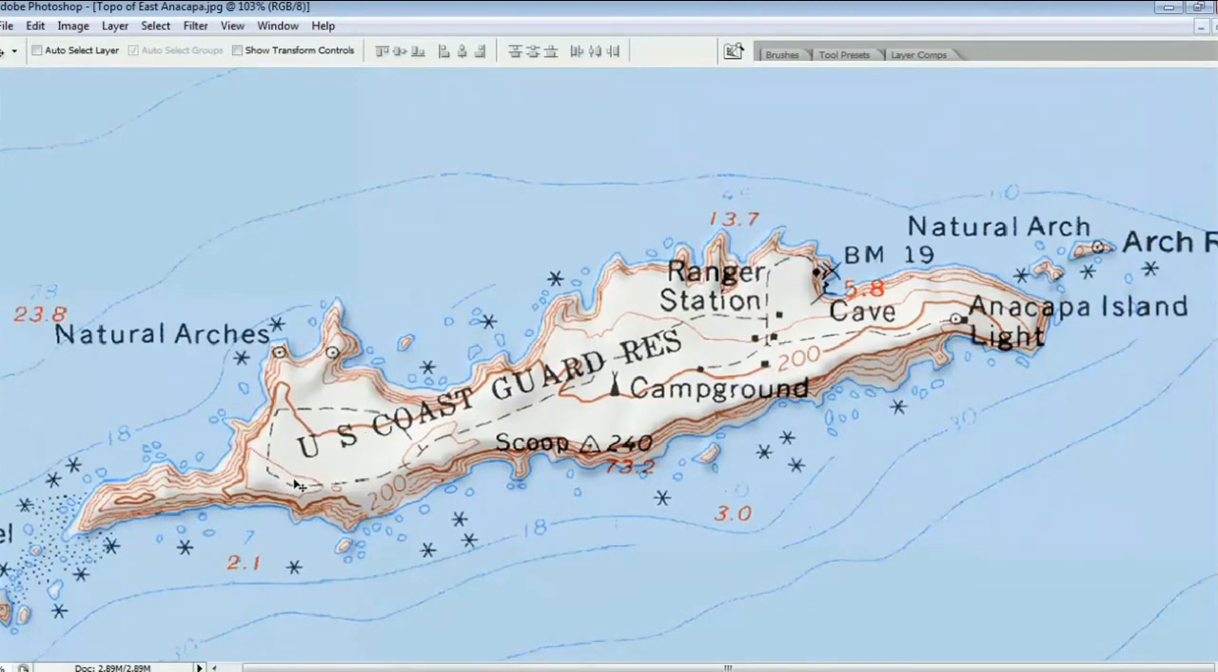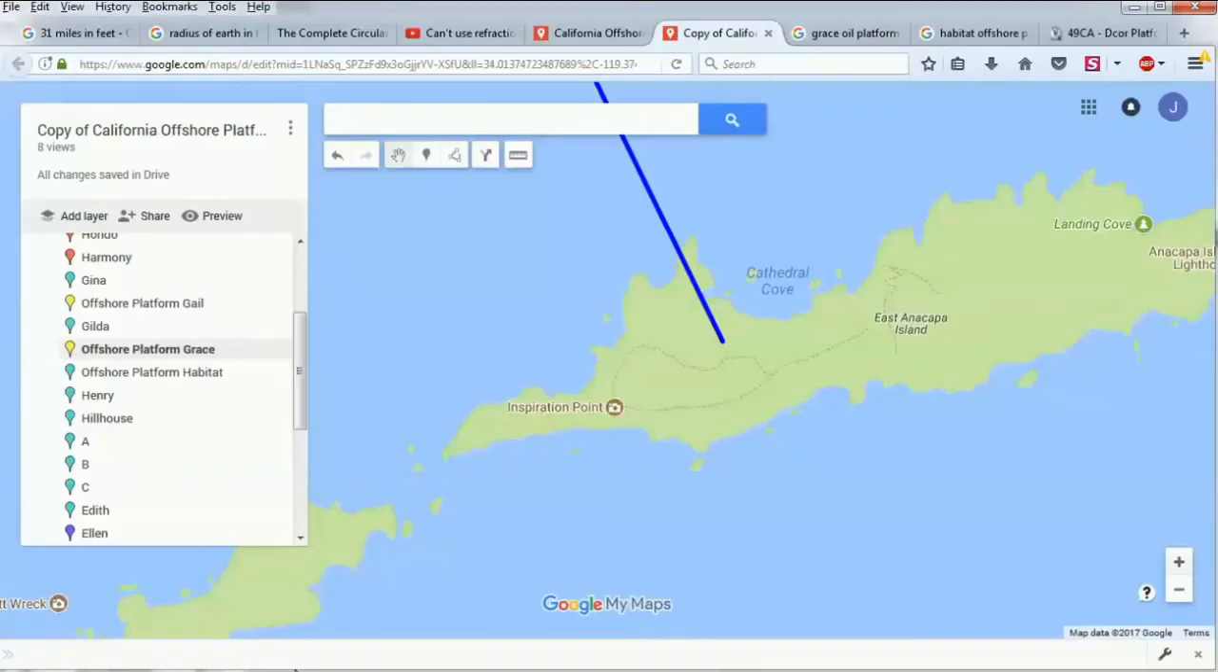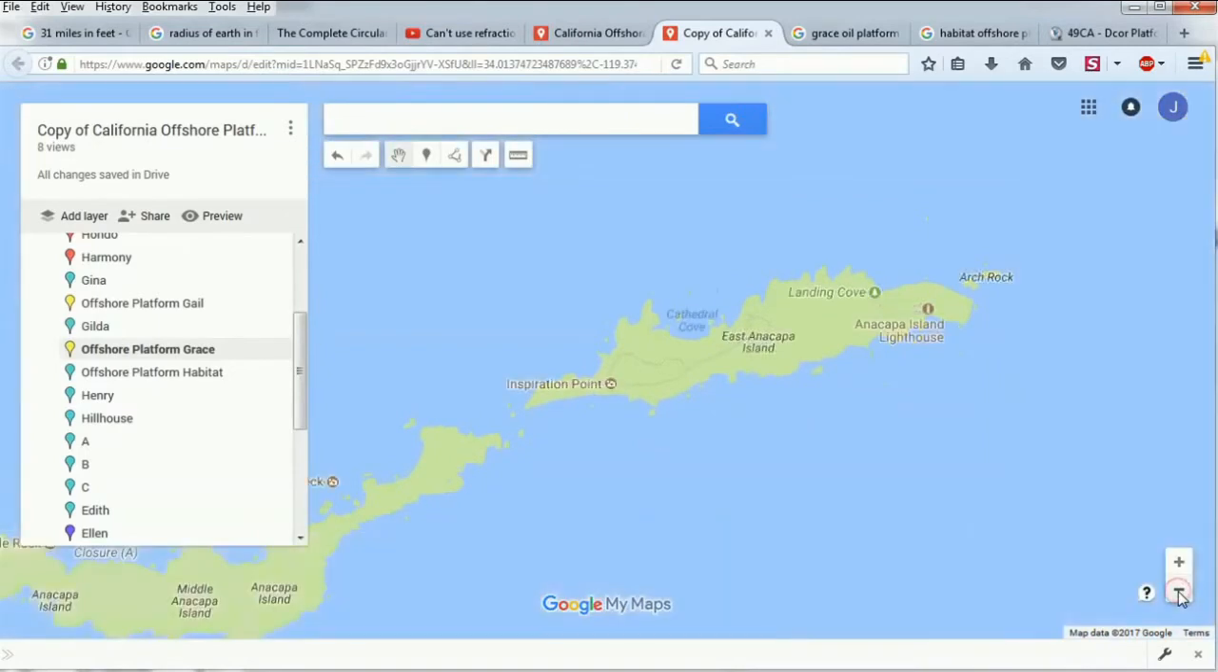There, all through here, if you notice, it's called Inspiration Point. So it's kind of the high spot on the island. The reason I'm showing you this is just to show you that we are actually looking at East Anacapa Island, and we are actually looking at Platform Grace.